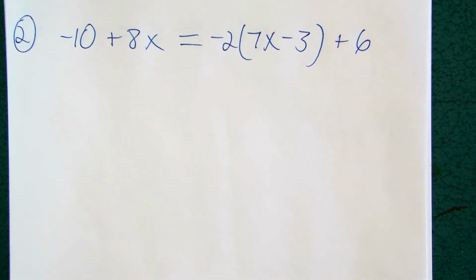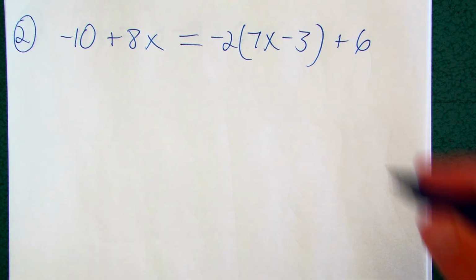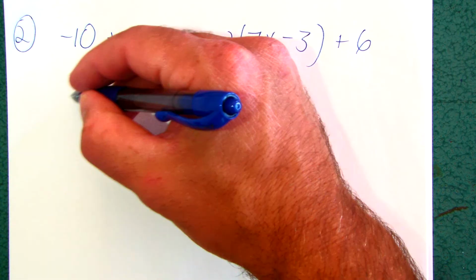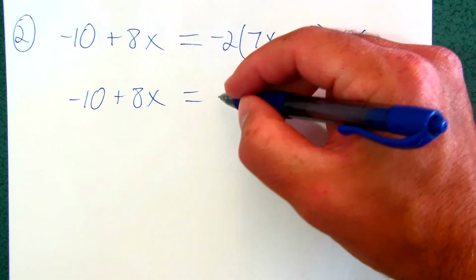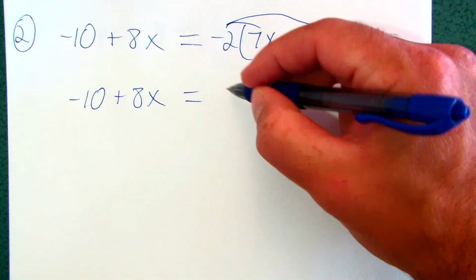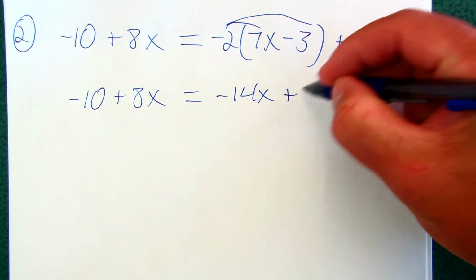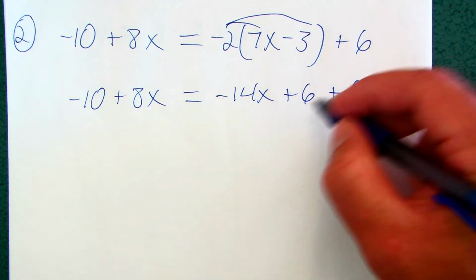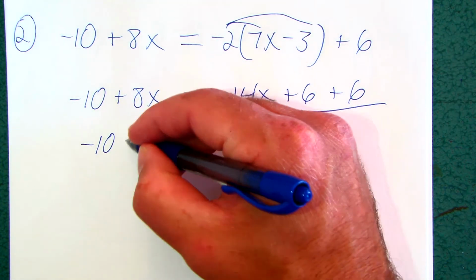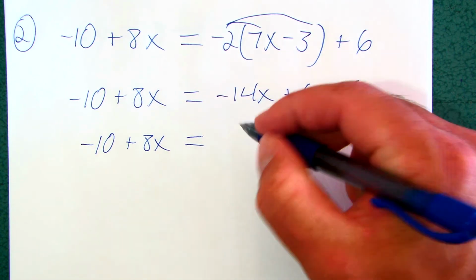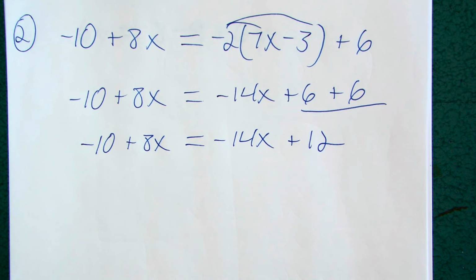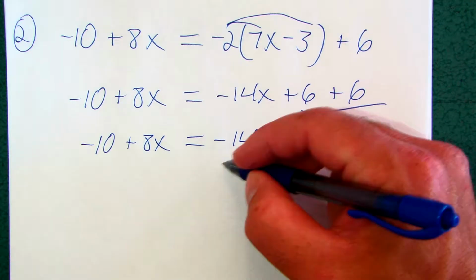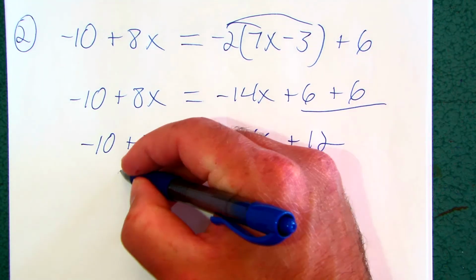Same deal with number 2. We got to take care of some distributive property to get started. I'm just going to take care of that right away. So we get negative 14x plus 6 plus 6. So we took care of our distributive property and combined like terms. I would add 14x to both sides here. So we're going to move x to the left.